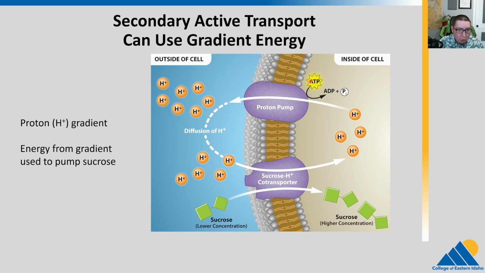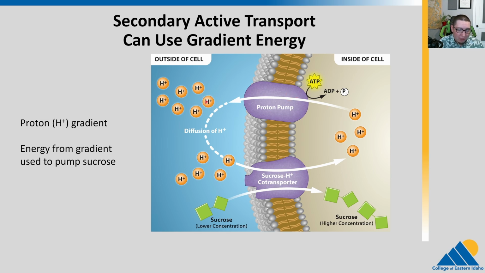And I've told you that we could use ATP, but there's a second way we could do this. We could use another gradient to move things with it. So in this case, we have a bunch of hydrogen ions that are at a high concentration outside of the cell, and they will flow through this, what we call a co-transporter, which will move the hydrogen ions, allowing them to go through. And at the same time, will pull sucrose through into the cell, pumping it to a higher concentration. That's secondary active transport.